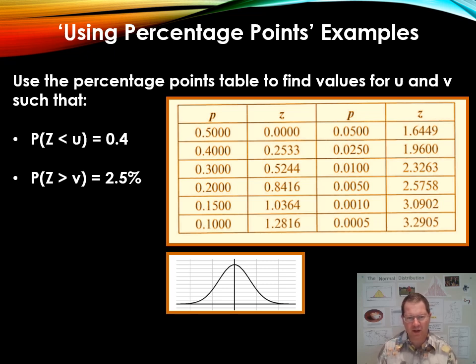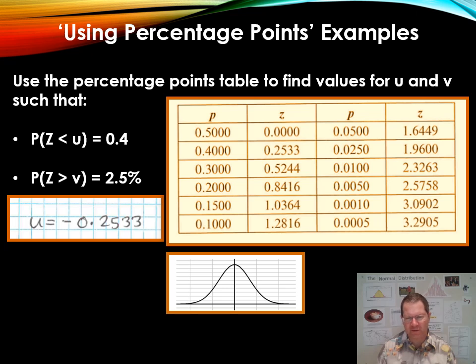But notice, if you think about the area under the graph, the area is 1. So the probability of being less than U, if that's 0.4, that means we're on the left-hand side of the graph, we're below 0. So although the value we associate with that 0.4 is 0.2533, it means that U is negative 0.2533. And to find the value of V, for which Z is greater than V, has a 2.5% chance.